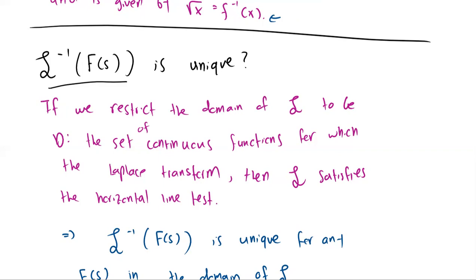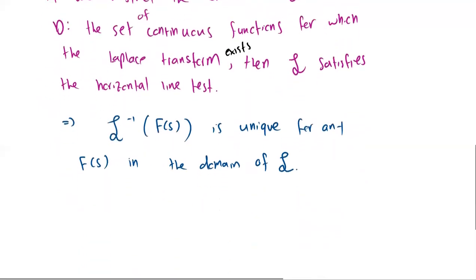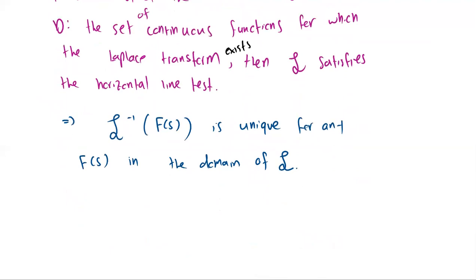Right? And we saw that the solution is if we restrict the domain of the Laplace transform as a function, just as we did with the function x squared, to functions that are continuous. And again, this is the smaller domain because we usually consider piecewise continuous, right, for which the Laplace transform exists. Right, I didn't write exists here. Then the Laplace transform is invertible, satisfies the horizontal line test, meaning that this question has a unique solution for every f of s in the range.